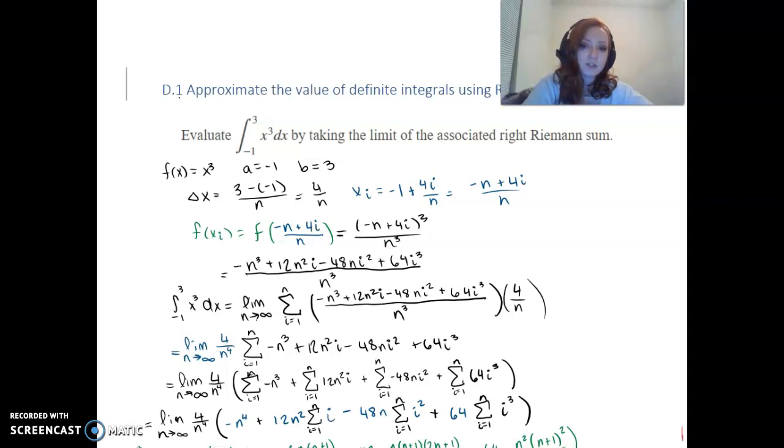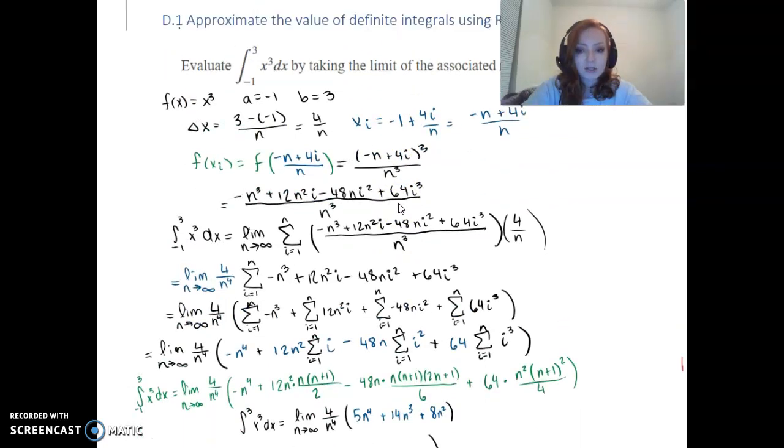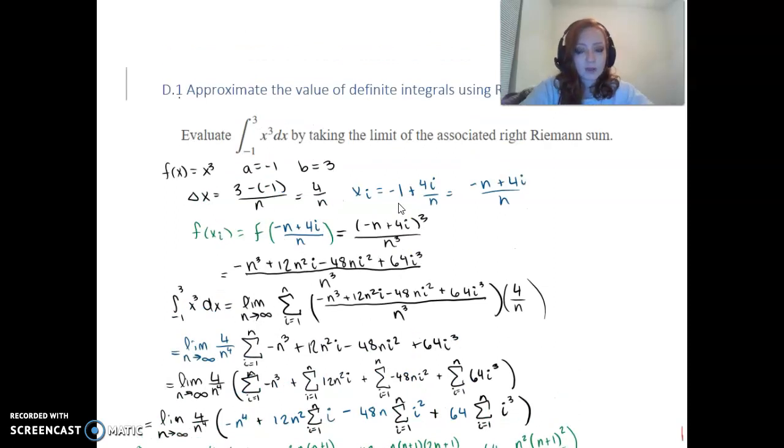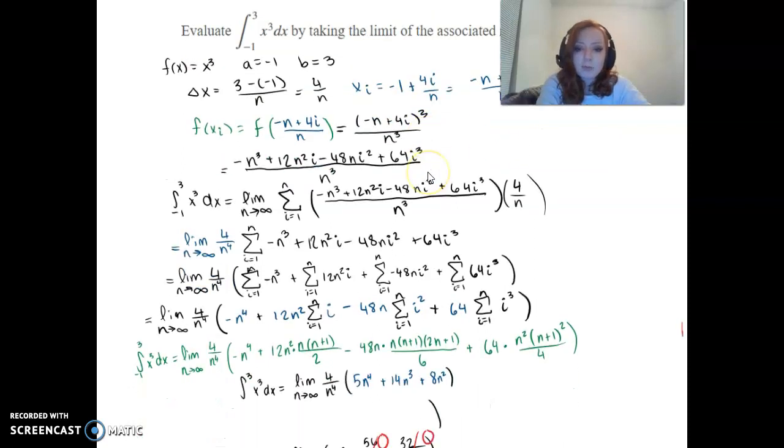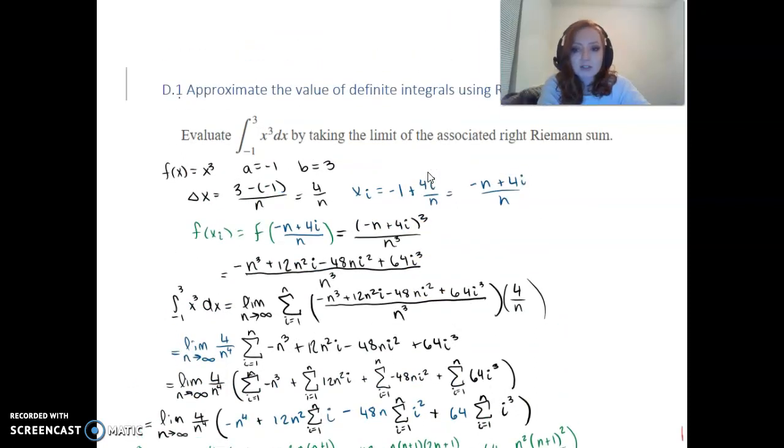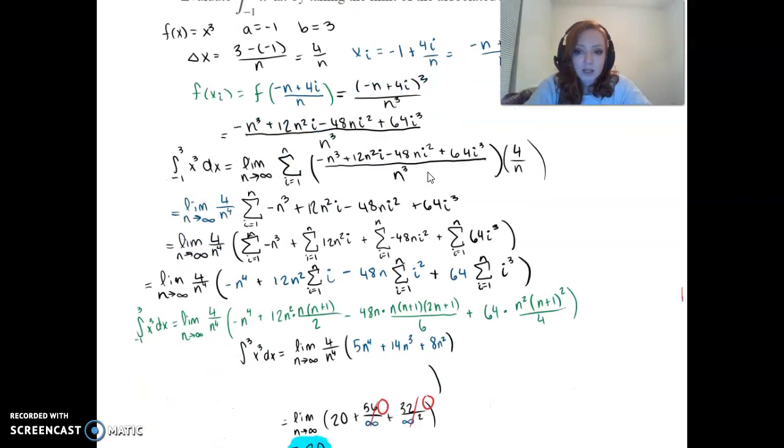So this was to evaluate this integral by taking the limit of the associated right Riemann sum, and I wrote the right Riemann sum and what you're plugging in. So basically I worked out, given the integral, what's a, what's b, f of x, finding the delta, finding xi, plugging that in and then multiplying that out.